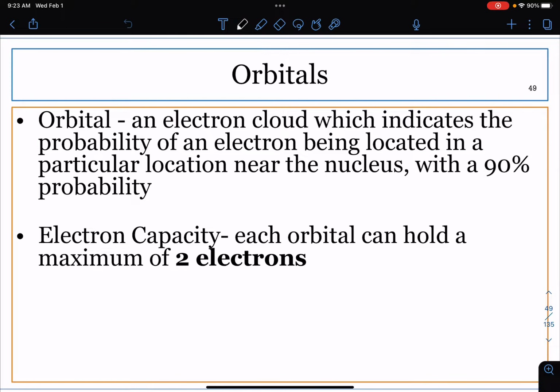In modern atomic theory, protons are still in the nucleus, as we learned before, and electrons orbit around the nucleus, but an atom doesn't look like a solar system the way the Bohr model of the atom seems to show. Instead, the electrons are in orbitals, which are regions of space around the nucleus where the electrons can be found 90% of the time. Each orbital can hold a maximum of only 2 electrons.